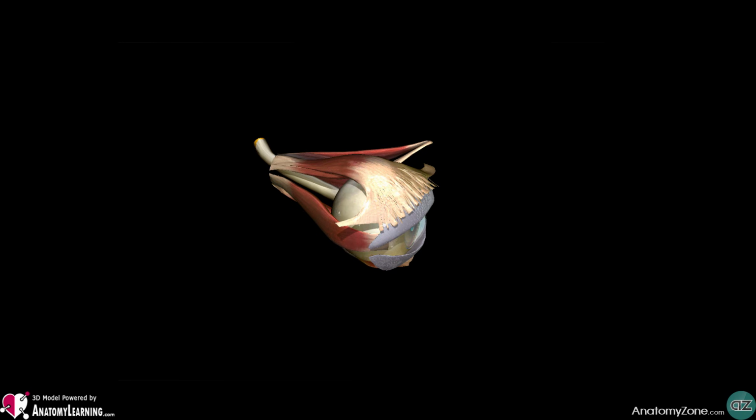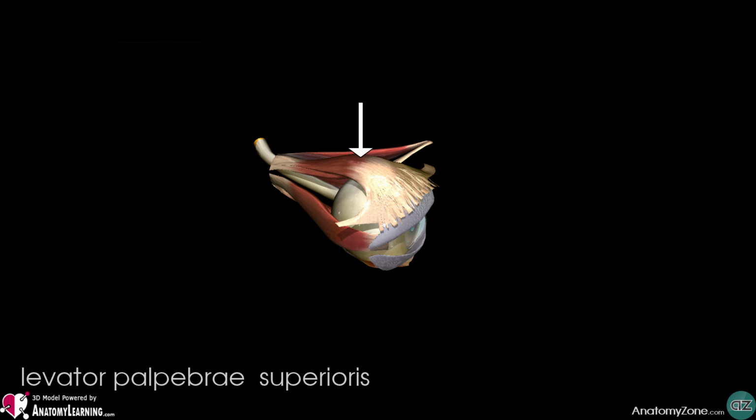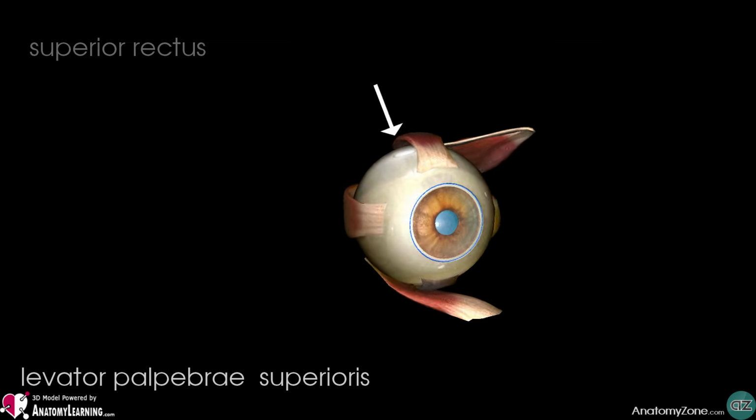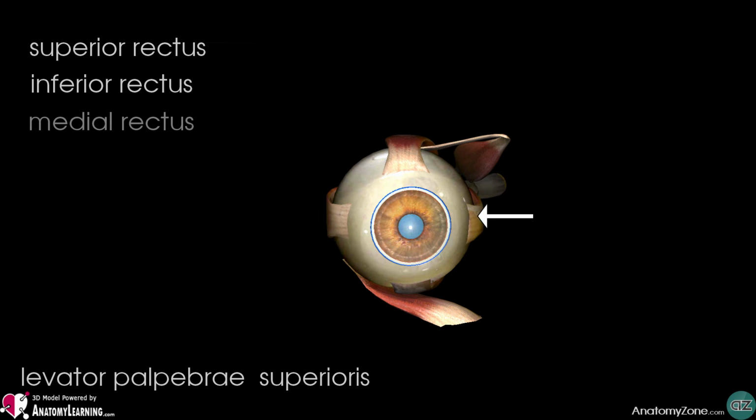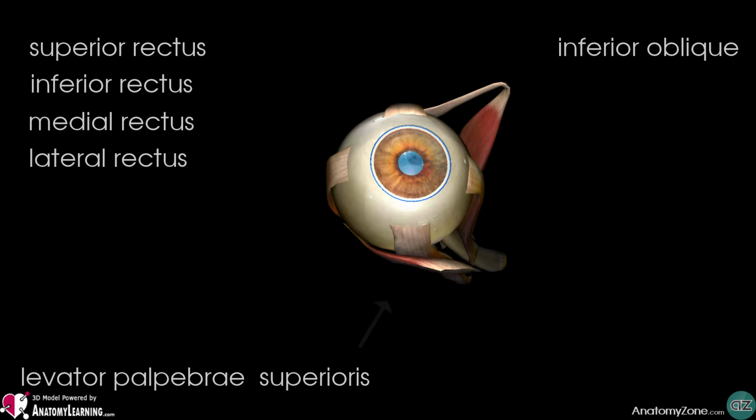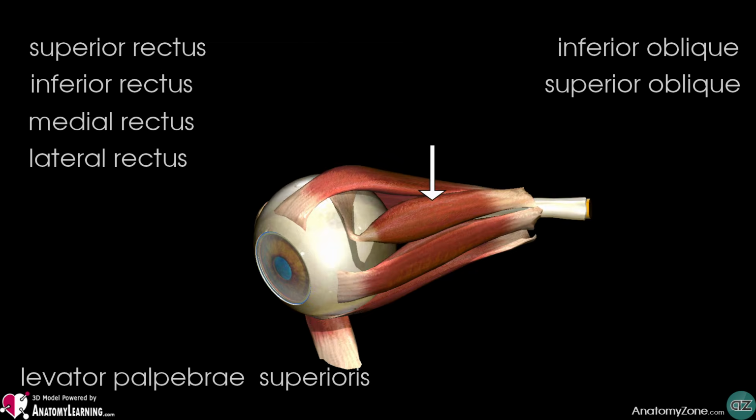There are 7 extraocular muscles: the levator palpebrae superioris, the superior rectus, inferior rectus, medial rectus, lateral rectus, inferior oblique, and superior oblique. Functionally, they can be divided into 2 groups. The first group is responsible for eye movement, the recti and oblique muscles, and the second group is responsible for superior eyelid movement, that is the levator palpebrae superioris.